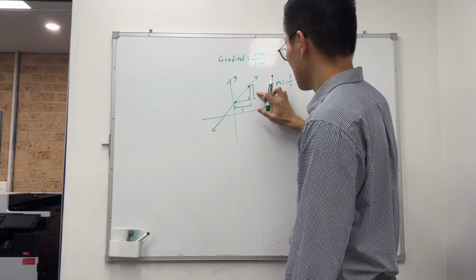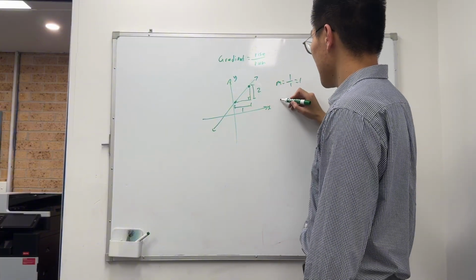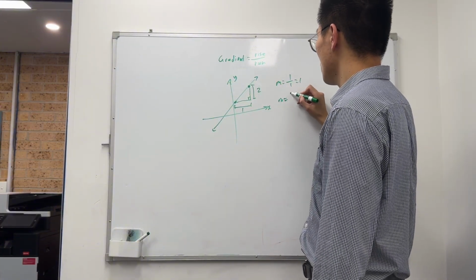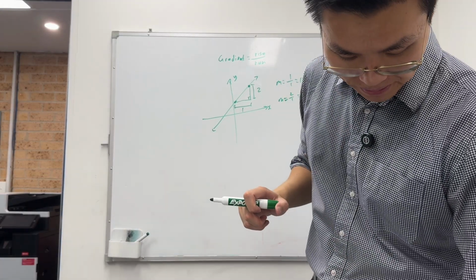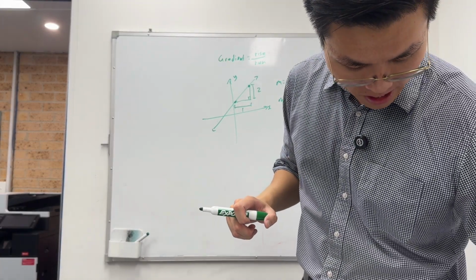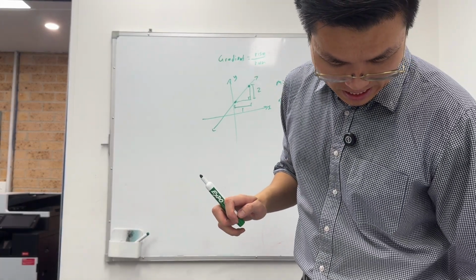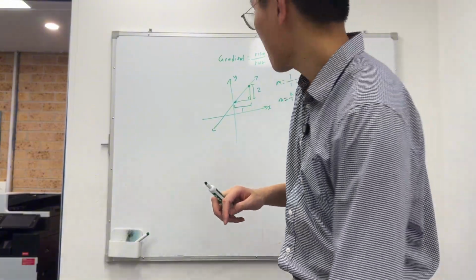Let's just say this was not a 1, this is a 2. Then the gradient would be 2 over 1, which is 2. Does it make sense? Yeah. Good. Oh, one more thing.